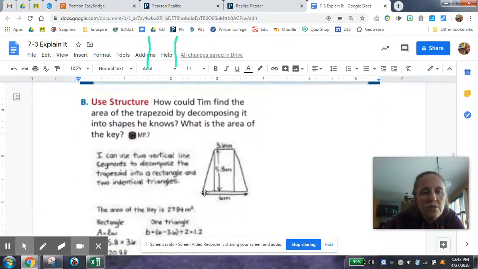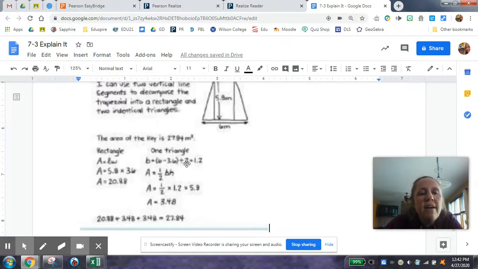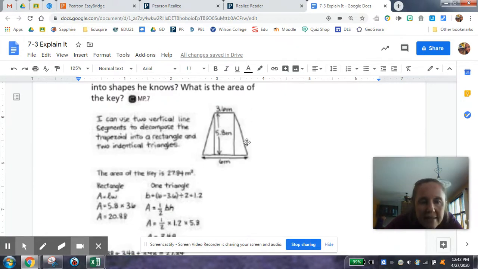So let's take a look at the sample work. Two vertical lines that divide it, which I showed you up at the top. The trapezoid is two triangles that are identical and a rectangle. So we can find the area of the key. We first find the area of the rectangle, which is length times width. We have 5.8 times 6. That gives us 20.88.